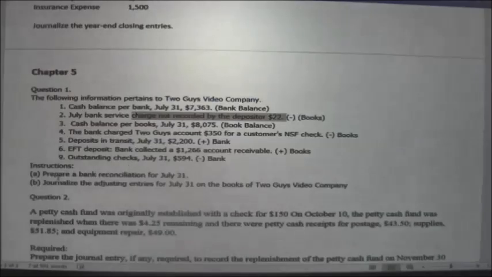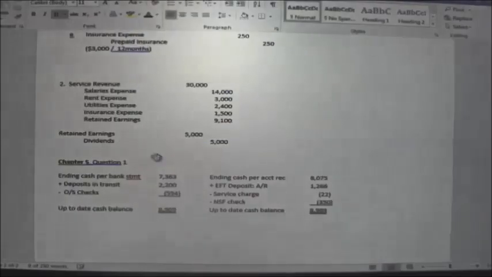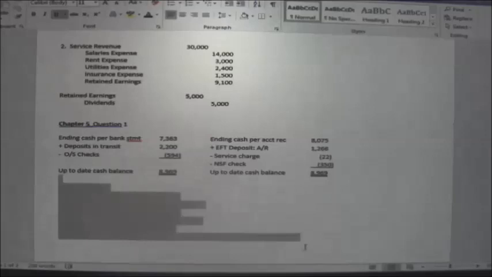Now the last part of it, journalize the adjusting entries for July 31st on the books of Two Guys Video Company. Which transactions need to be adjusted? Which numbers? Okay, so which numbers? Two, 4, and 6. Because 3 is the book balance. There's no adjustment for that. So we have to adjust for the service charges. We have to adjust for the NSF check. And we have to adjust for the EFT. Okay? And that's what we're going to have right here.